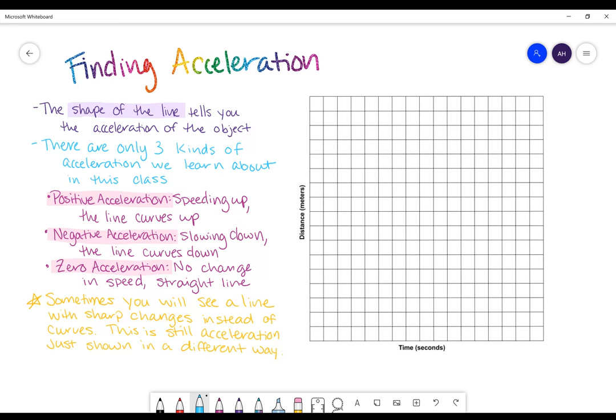The last thing we talked about in class was looking at a graph that had sharp changes in the line instead of it curving. A curved graph is more realistic because when you go to slow down in a car, you hit your brakes and you slow down really quickly. You don't automatically stop. You don't automatically go 50 miles an hour when you put your foot on the accelerator. It takes time for you to speed up and it takes time for you to slow down. But when we're talking about things in class, a lot of times it's easier to say a definitive, this is when they started walking, this is when they stopped.